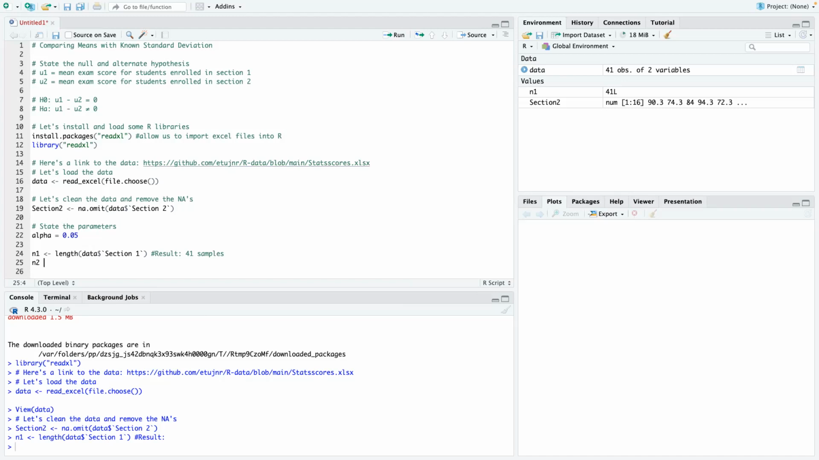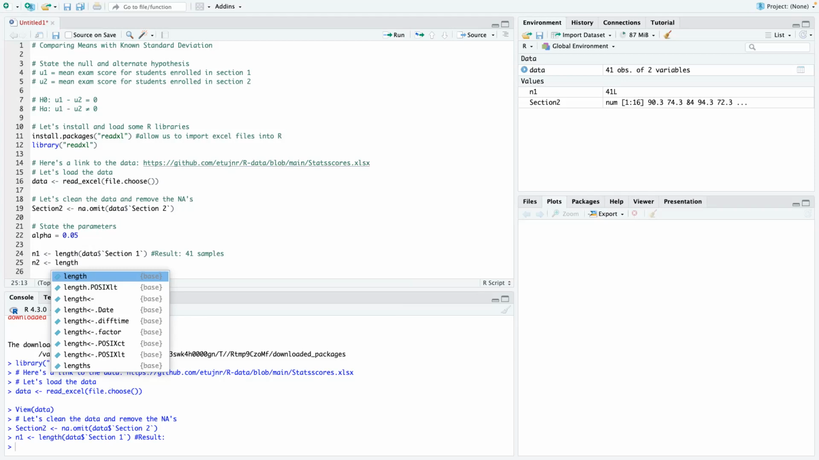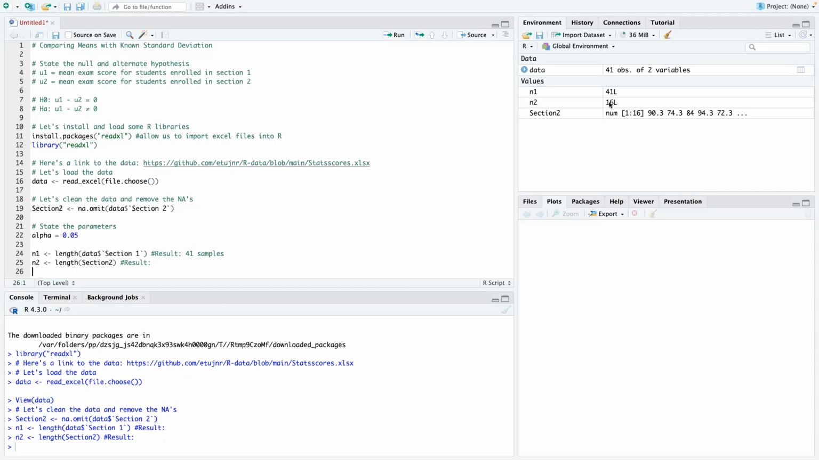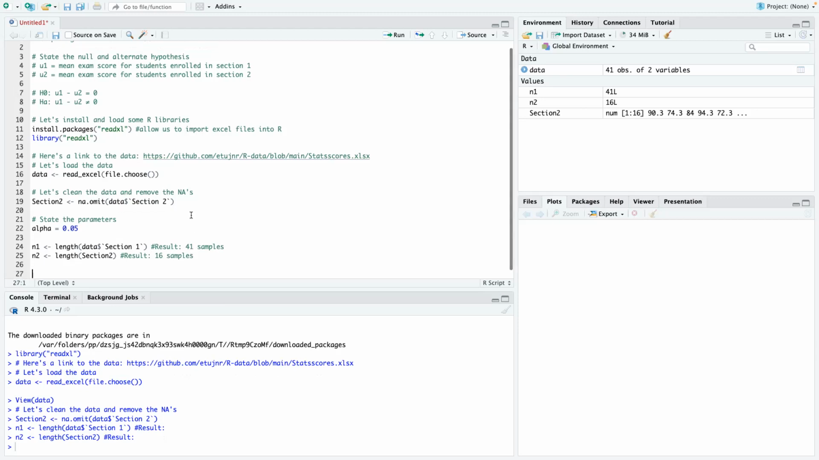And then we'll do the same thing for N2, which is sample size 2, using length. But this time, we're not calling section 2 inside data, because remember, we already created a new section 2 here, so we're just going to use that one. So you would say section 2 here, which is the one that is cleaned. If we run that, we have 16 rows. So we have 16 samples in section 2. So that's how you do that.